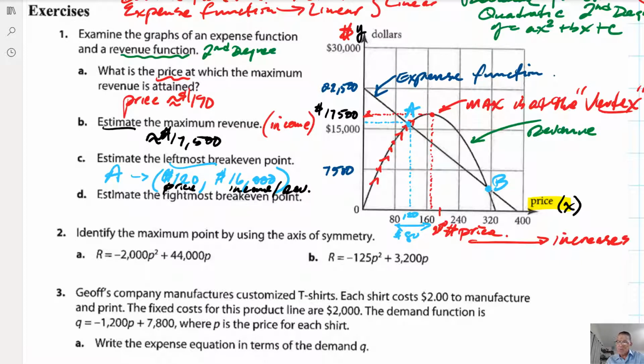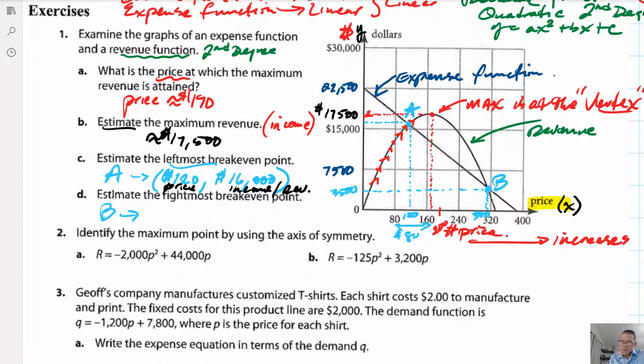The rightmost break-even point, well, guess what? That has to be at B. So what happens there? You go down, and then you go left, and you look on the graph. I estimate the price would be a little bit below 320, so maybe 300. And then over here, if you go left, it's about halfway between 0 and 7,500. So half of 7,000 is 3,500. Half of 500 is 250. So maybe 3,750. But it's a little bit lower than half, so maybe 3,500. I'm just estimating.